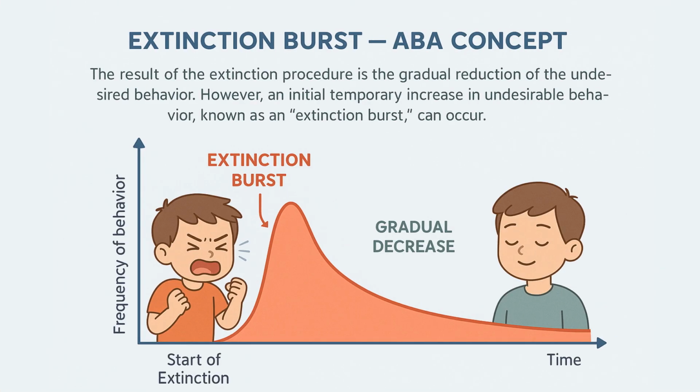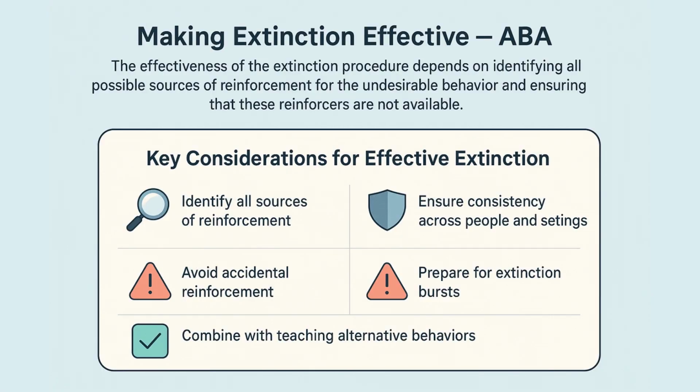The result of the extinction procedure is the gradual reduction of the undesired behavior. However, an initial temporary increase in undesirable behavior, known as an extinction burst, can occur. The effectiveness of the extinction procedure depends on identifying all possible sources of reinforcement for the undesirable behavior and ensuring that these reinforcers are not available.